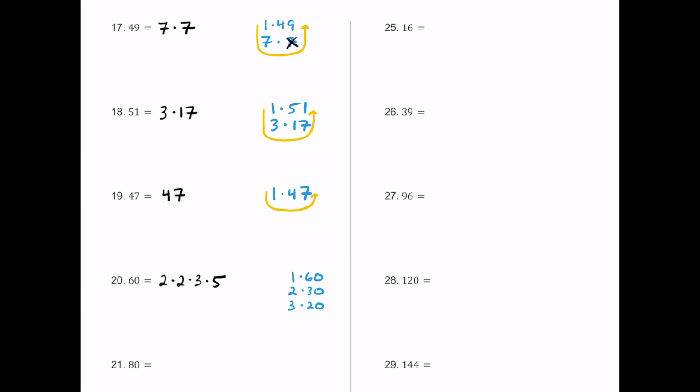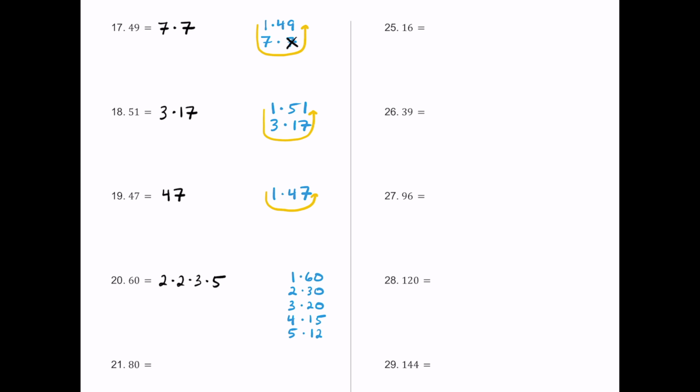Is there a 4? Not visibly, but this 2 times 2 does get you 4. 3 times 5 is 15. So we have 4 and 15. That also gets us 60. Is there a 5 on the list? Yep, that's 5. And so combine these three. 2 times 2 is 4. 4 times 3 is 12. So 5 times 12 equals 60.